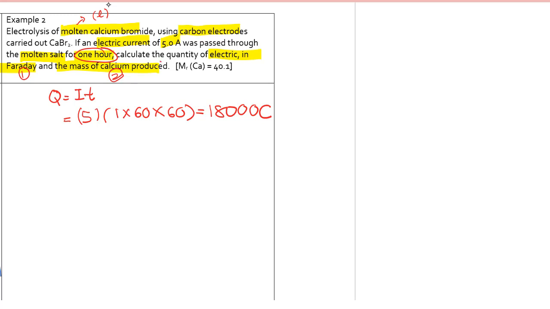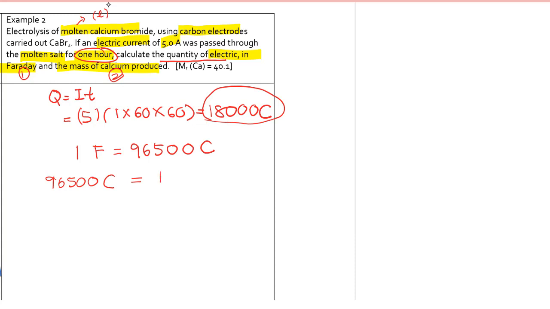So the first question, calculate the quantity of electricity in Faraday. 1 Faraday is equivalent to 96,500 coulomb. Here you only have 18,000, and you want to find Faraday, so Faraday must be on your right hand side. So 96,500 coulomb is equivalent to 1 Faraday. You only have 18,000 coulomb, so that is equivalent to 0.11865 Faraday. This is the amount of electricity in Faraday.